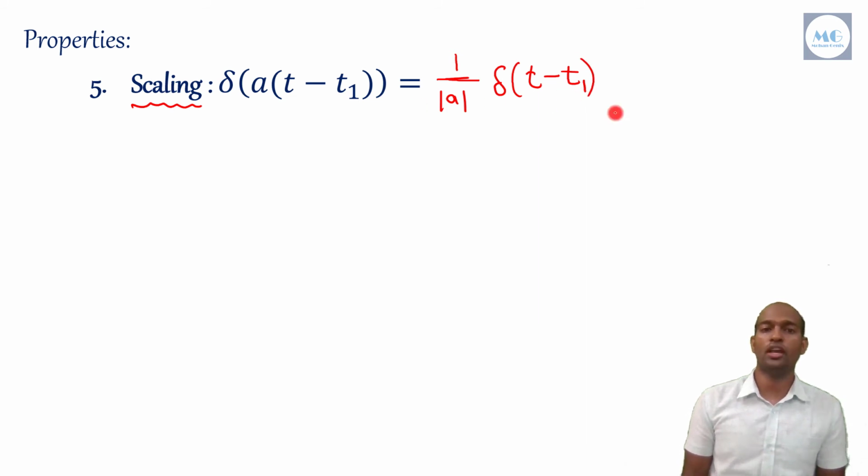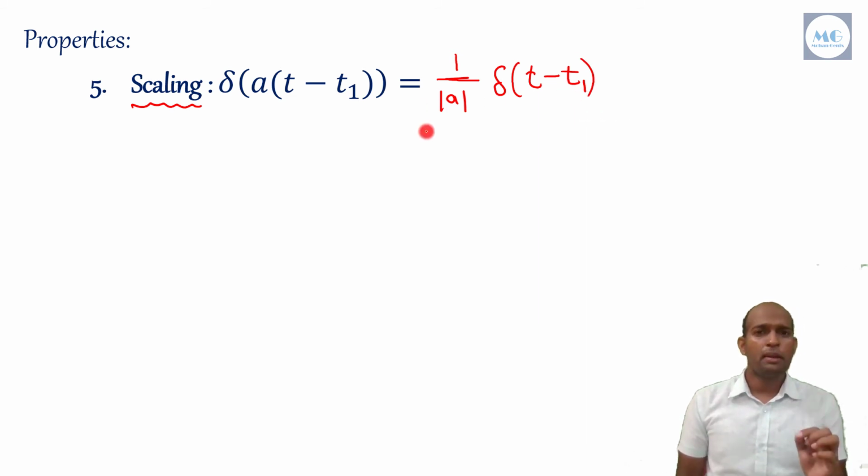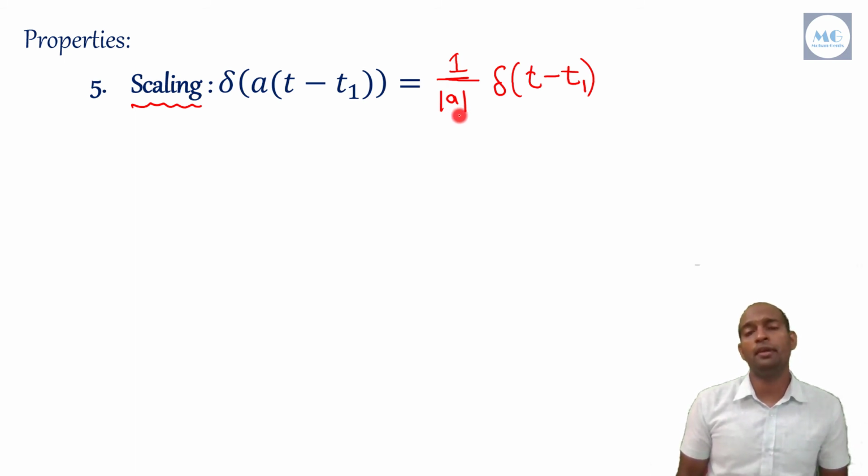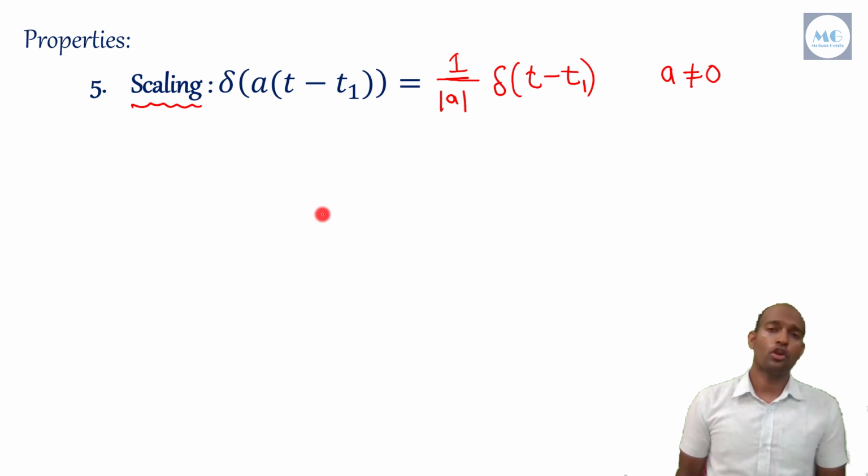Friends, always remember that if any formula has any parameter which has 1 by a, then if value of a becomes 0, what will be the whole value? It will become infinity. That's why this formula has the limitation that a should not be equal to 0, as per all the formulas. Okay, so now let's solve some examples.